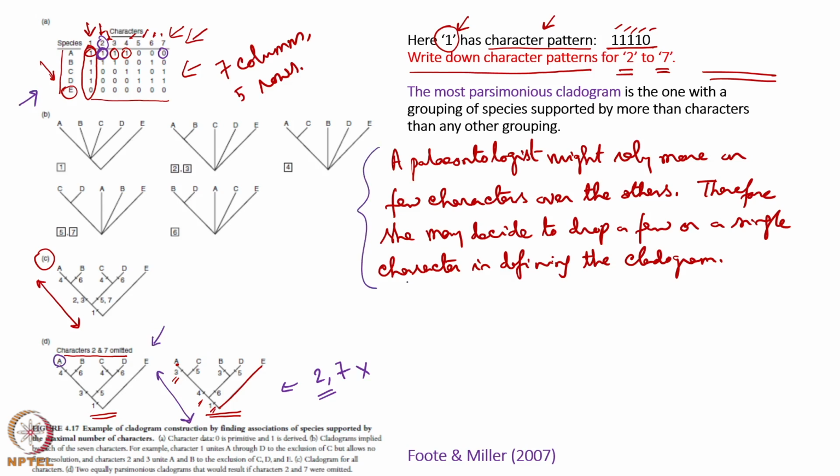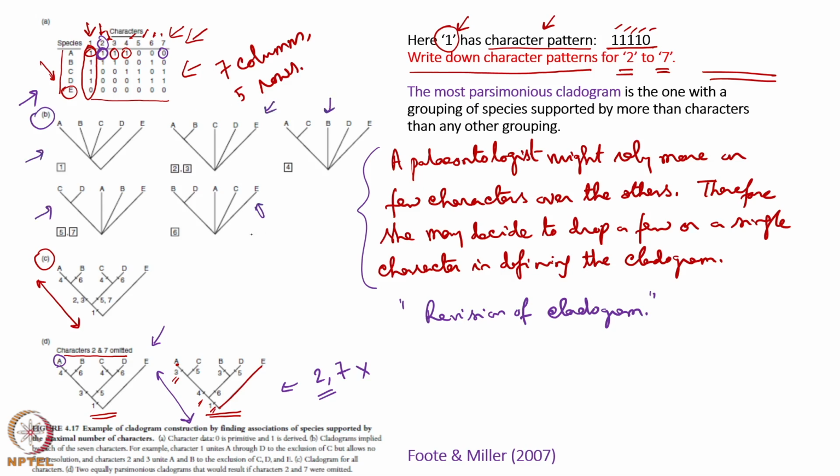This also means a cladogram created by a paleontologist with all the characters used might get revised in future when another paleontologist understands that certain characters need to be dropped. So, in that case, the cladogram is to be revised. An exercise for the students: for figure B, the 5 possible cladograms are given.